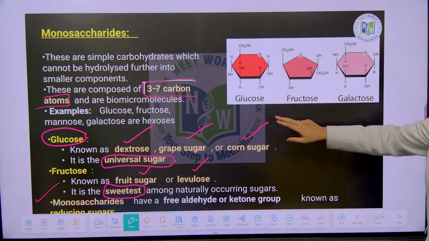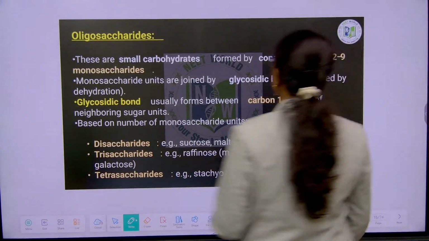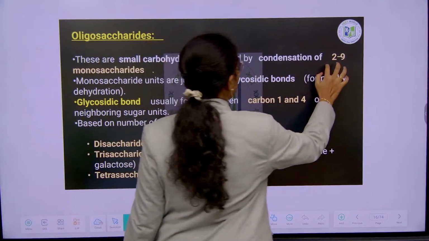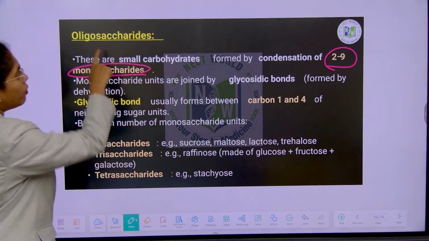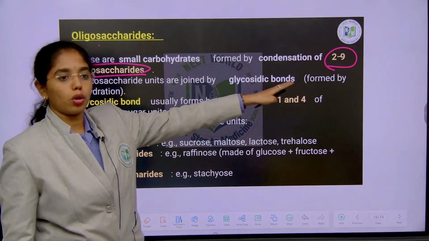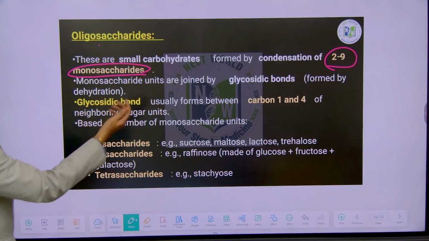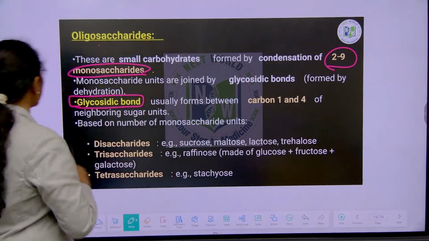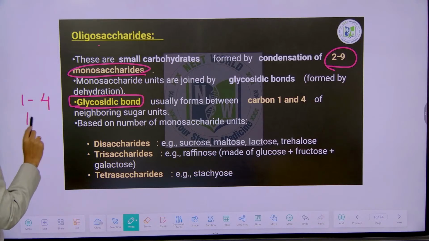Clear till here, everybody? Next. So you are clear on glucose, fructose and what are monosaccharides. Next, oligosaccharides. So monosaccharides on condensation, if they are turning up forming 2 to 9 monosaccharides, will form up what? Oligosaccharides. In simple terms, oligosaccharides will have around 2 to 9 monosaccharides. On condensation, they form up what? Oligosaccharides. Examples you see. So what bond is formed between them? Glycosidic bond.